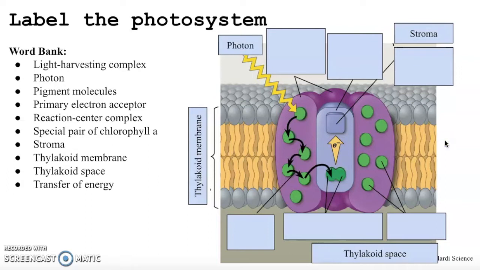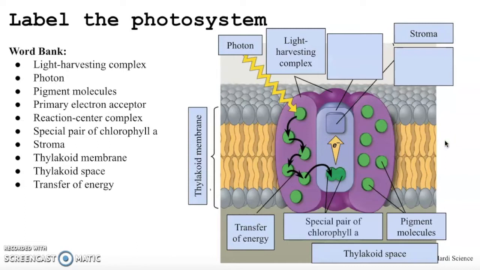So first, you're going to have a photon hitting one of these pigment molecules. These are the green dots found inside of the light harvesting complex. And then as you can see, from one pigment molecule to the next, there's a transfer of energy. Those are the black arrows pointing from one pigment to the next. What's happening is, as an electron gets excited, it's going to fall back to its ground state, release some energy, and that energy will be picked up by the next pigment molecule. It's kind of like a domino effect of energy transfer.